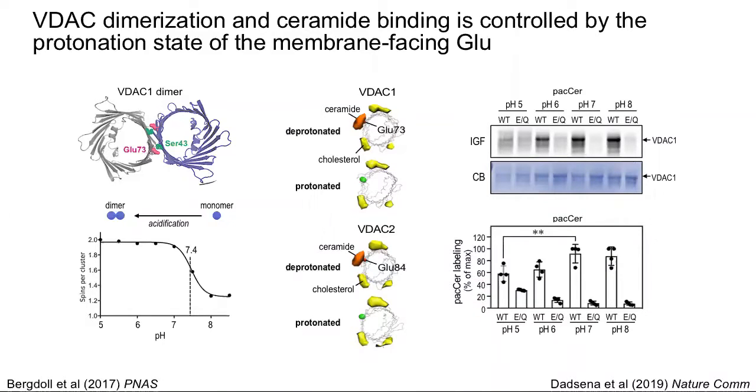And in simulations, we found that protonation of the membrane-facing glutamate in VDAC1 and 2 also blocked ceramide binding. And also in line with this, a lowering of the pH from 7 to 5 significantly reduced the photolabeling of the recombinant VDAC channels with the ceramide probe. So this all indicated that ceramide binding to VDACs relies on the protonation state of the membrane-facing glutamate and occurs only when this residue is in its deprotonated, fully charged state.